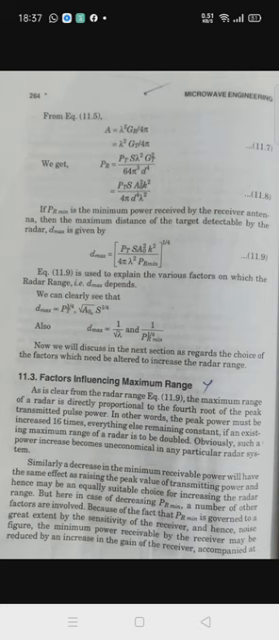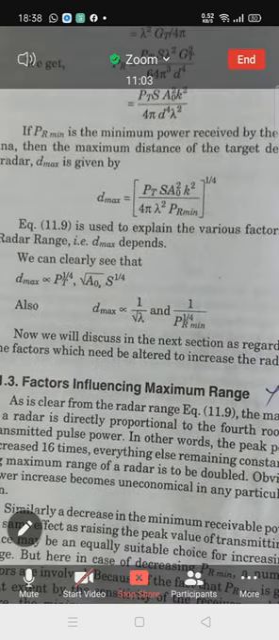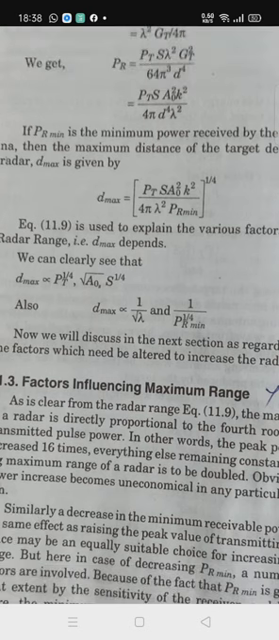So we get PR equal to PT S lambda square GT square divided by 64 pi cube D4, or we can just write PT S A0 square K square divided by 4 pi D4 lambda square. If PR minimum is the minimum power received by the receiver antenna, then the maximum distance of the target detectable by the radar, D max, is given by D max equal to PT S A0 square K square divided by 4 pi lambda square PR minimum, to the power 1/4.